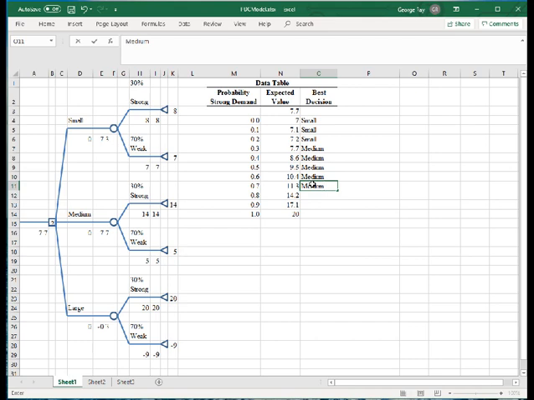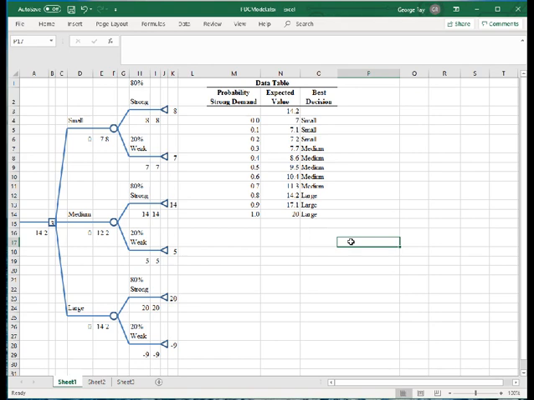Now, when we get up to 80%, of course, let's go up here, 80%, put that in. And here we get down, it's going to be the large. The best decision there is the large project, and we do that even up to 100%.